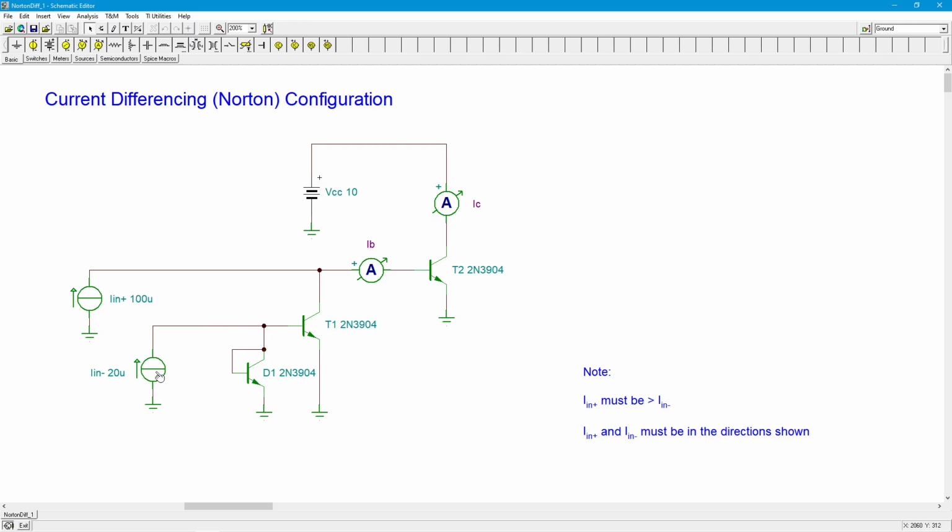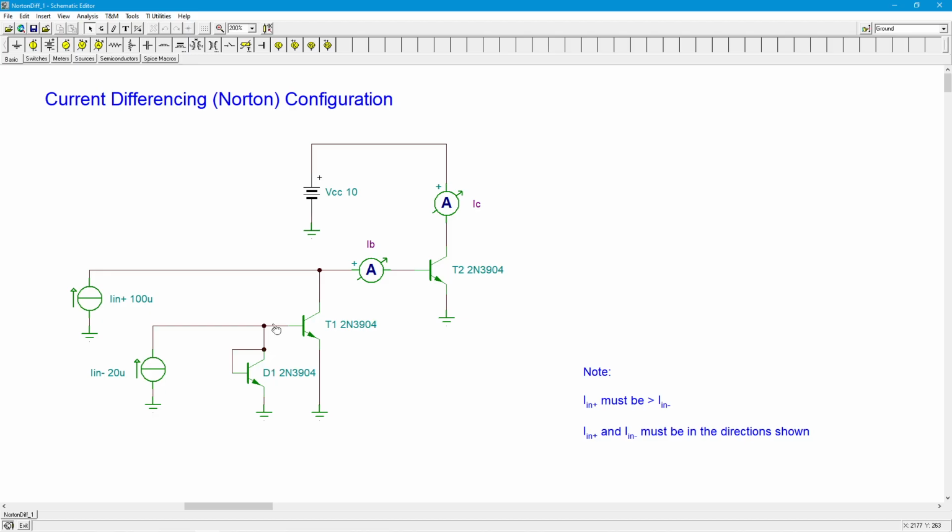Basically, the way this works is IN minus comes in. We're going to assume all of that current goes down into D1. So again, just think of this as a diode. And what that will do is that current will produce a certain base-emitter voltage, the quote-unquote diode voltage.